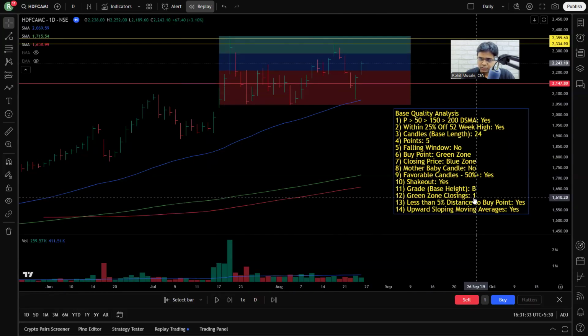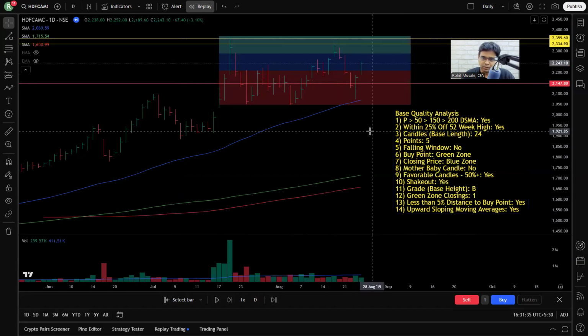See, green zone closings, why are they important? Because we want to see whether the stock is attempting to close inside the green zone. Does it sustain there? Is there too much upside overhead supply pressure there? That's why we look at green zone closings.